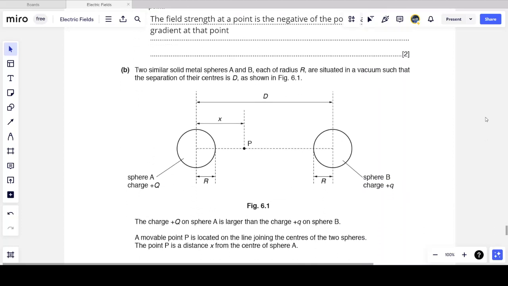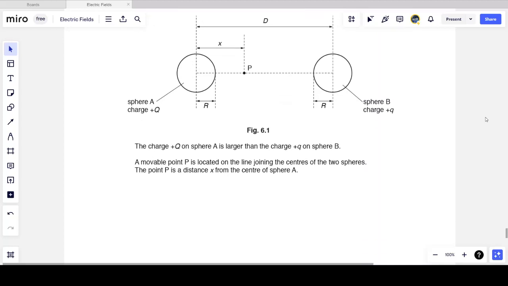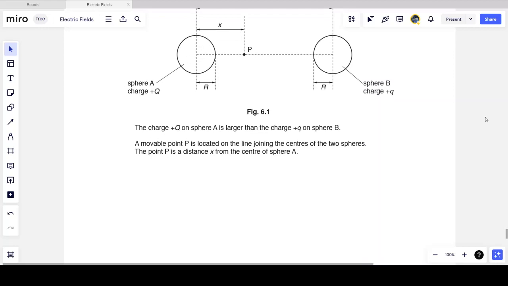We're then told that two similar solid metal spheres, A and B, each of radius r, are situated in a vacuum such that the separation of the centers is d. They are identical in shape and size. The charge plus Q on sphere A is much larger than the charge plus Q on sphere B. So both are positively charged, but A has a much greater magnitude of charge than B. And the movable point P is located on the line joining the centers of the two spheres, a distance x from the center of sphere A.